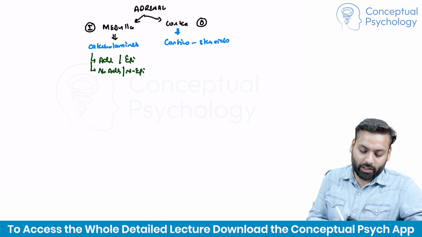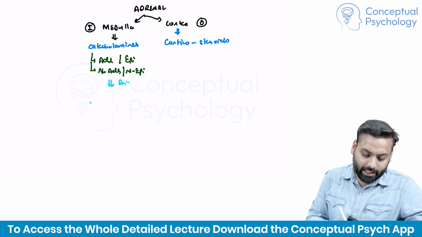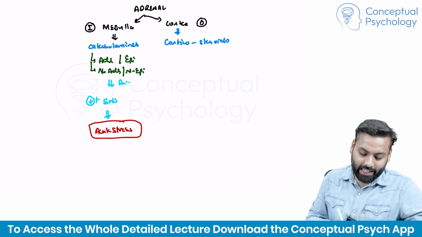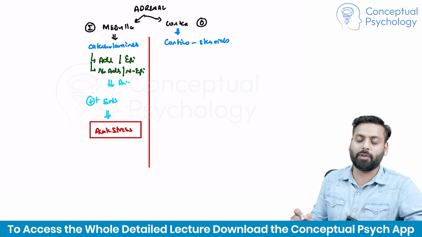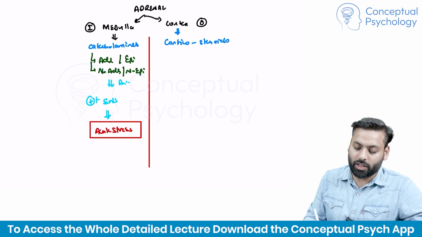And what is the function? The function is that it will stimulate the sympathetic nervous system, which helps us tide over the acute or immediate stress. So it helps us fight the immediate stress. This we understand, this we remember, this we learn. But the new thing for us is corticosteroids.